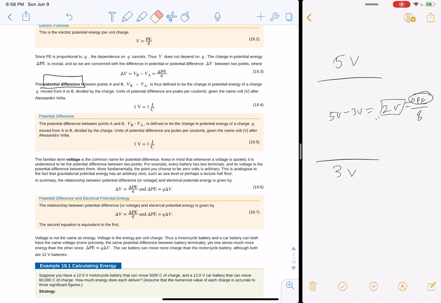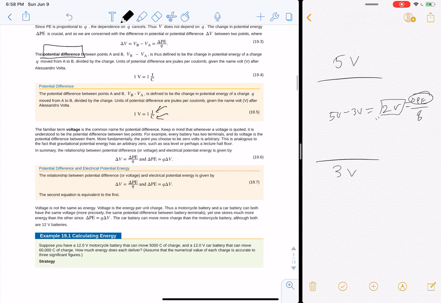So potential difference between 2 points, VB minus VA, is defined to be the change in potential energy of a charge Q if it's moved from A to B divided by the charge itself. So the units of potential difference are joules per coulomb, J over C, and it's given the name volt by this guy, Volta.